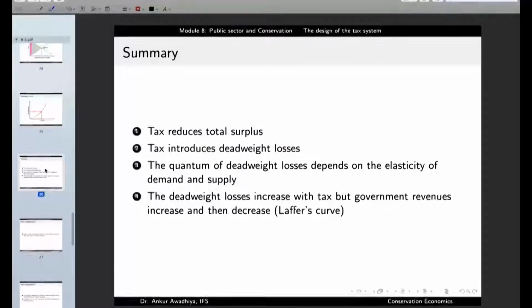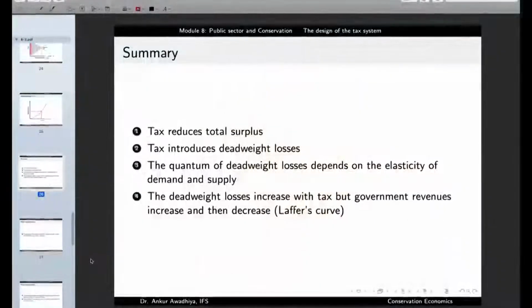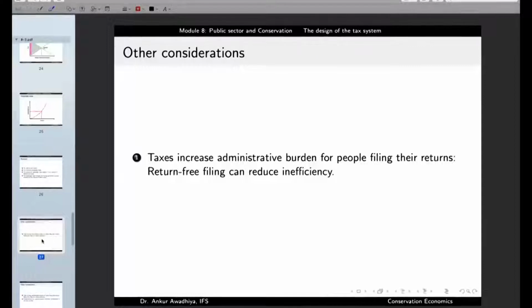So the government has now two variables to work on. One is the size of T, so that it can maximize the tax revenue while keeping deadweight losses to an acceptable value. But then once the government has decided that okay, this should be the size of T, the next question is whom should the government charge it from? And also if there are any other implications. Implications such as the administrative burden on people.